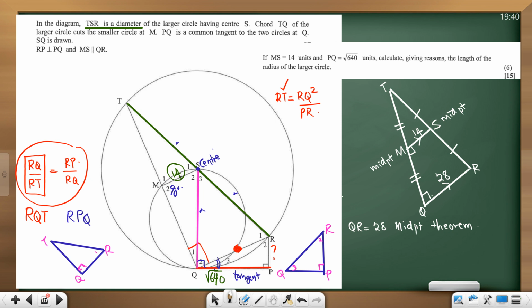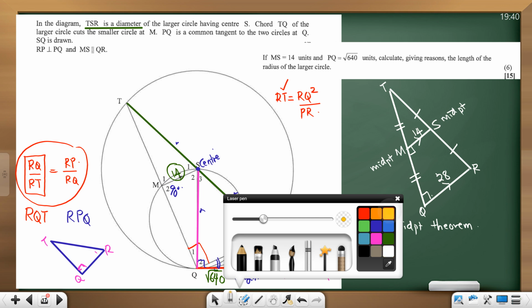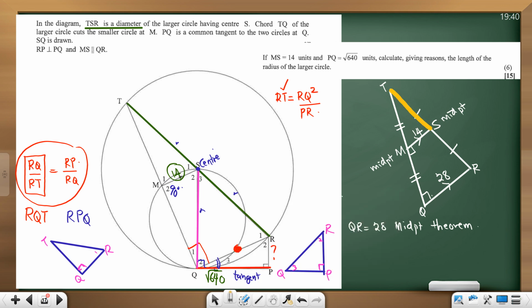You would notice something about midpoint theorem. Here's the deal. This is half of the long side. This is half of the long side. The base is half of the base. Once I write midpoint theorem, every other thing is done.